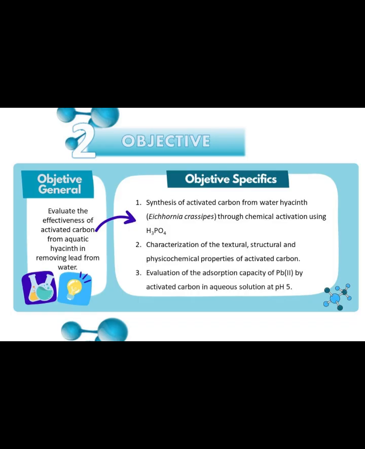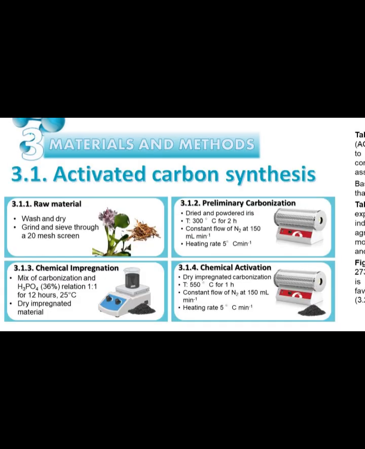The main objective of the study is to evaluate the effectiveness of activated carbon from water hyacinth in removing lead from water, specifically: synthesis of activated carbon from Eichhornia crassipes through chemical activation using H3PO4, characterization of the textural, structural, and physicochemical properties, and evaluation of Pb2+ adsorption capacity in aqueous solution at pH 5.